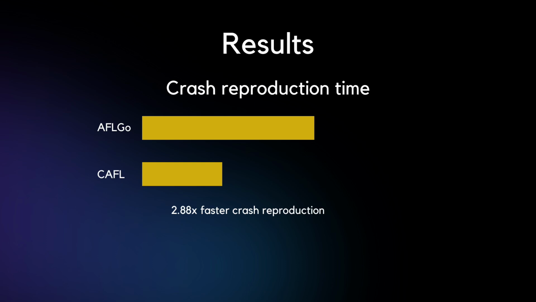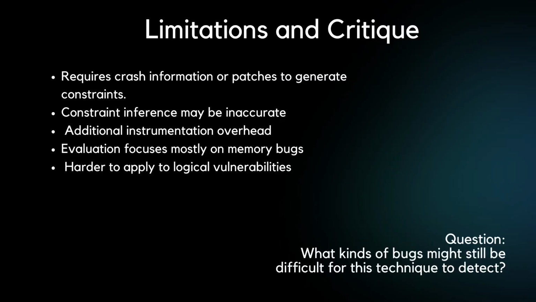Turns out that CAFL reproduced crashes approximately 2.88 times faster than AFL Go, which shows that CAFL more effectively prioritizes inputs that satisfy the necessary constraints. As stated before, the experiments were conducted on several real-world programs, which demonstrates that the approach can improve directed fuzzing in practical scenarios. However, like most research work, this approach also has its limitations.